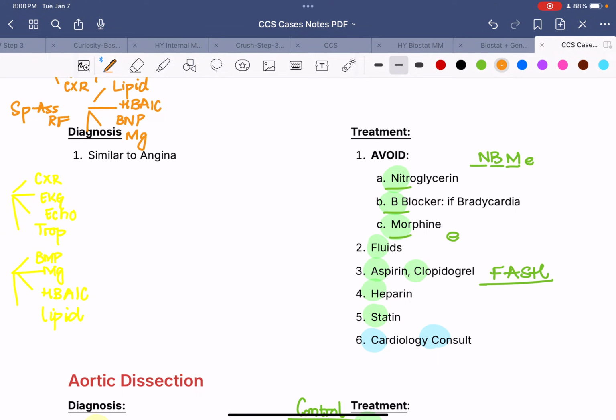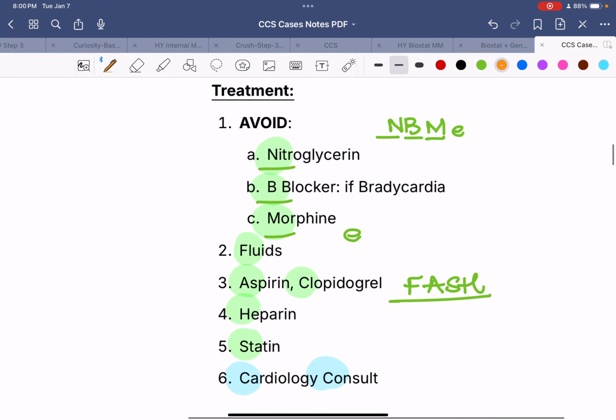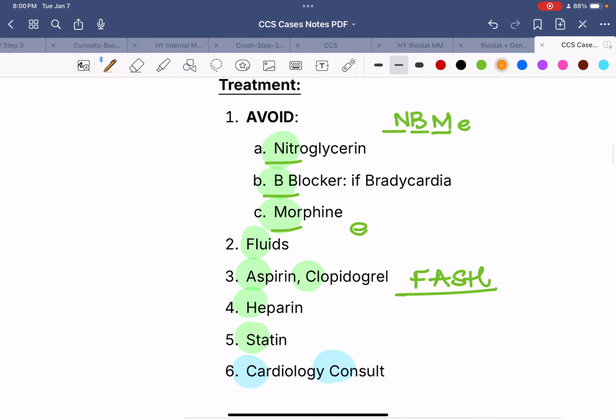Then regarding the treatment, I had difficulty memorizing it, so just like I made a mnemonic for the acute MI, I made a mnemonic for the right ventricular MI as well, because this is an emergency situation and you cannot miss any of the things.